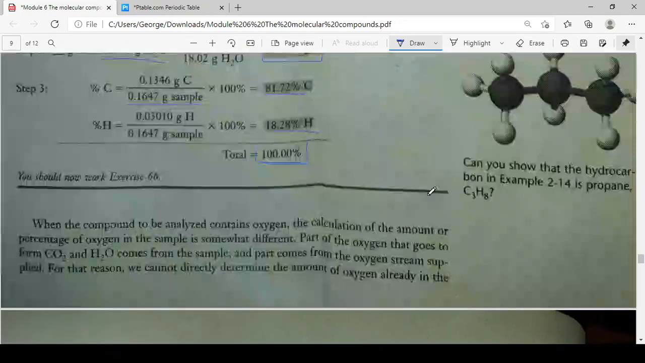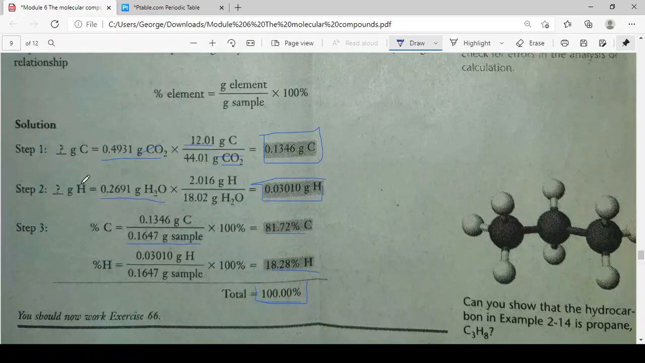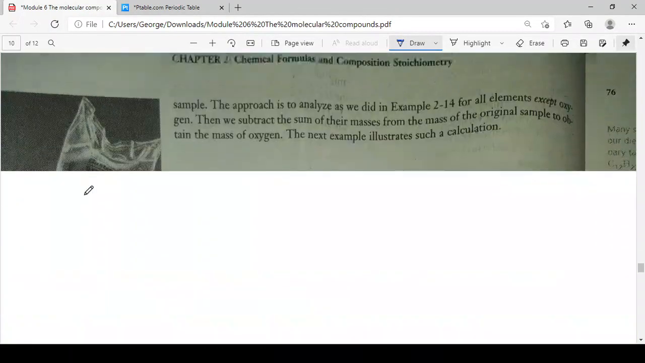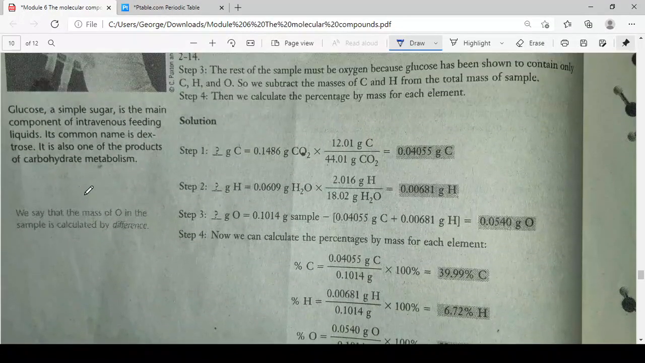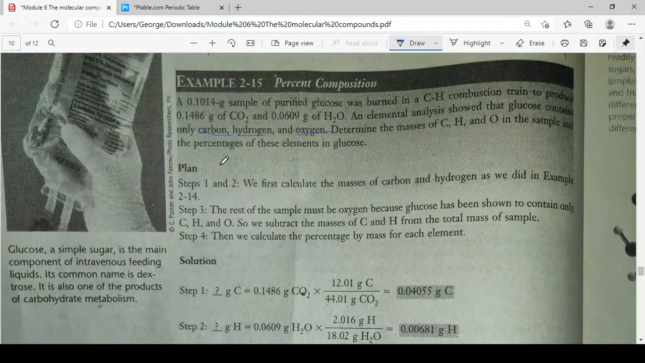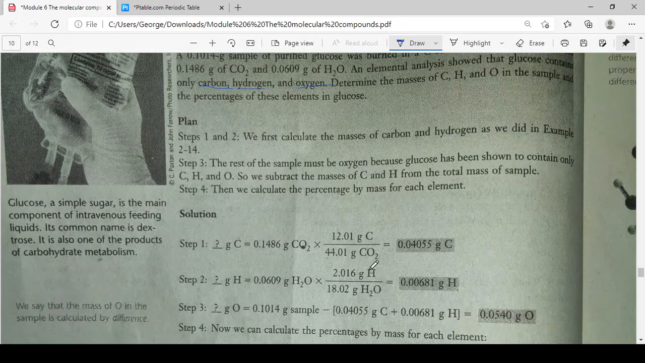So kids, instead of two elements like before, which were carbon and hydrogen, now in our 2.15 there are three. So how do you do this when there are three? Simple, the same steps apply. Step 1 and step 2, we first calculate the masses of your carbon and hydrogen as we did in 2.14. Step 3, the rest of the sample must be oxygen because glucose has been shown to contain only C, H, and O. So we subtract the masses of your carbon and hydrogen from the total mass of your sample. That's as simple as that. In step 4, we then calculate the percentage by mass for each element.